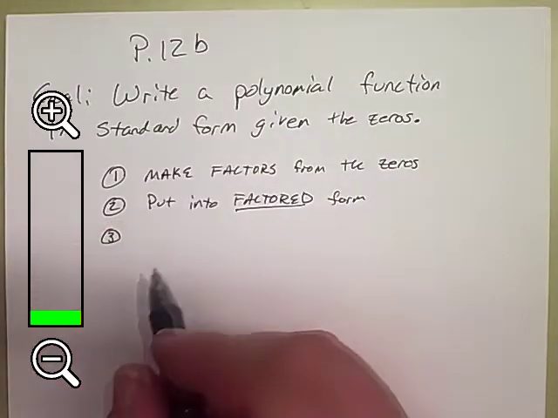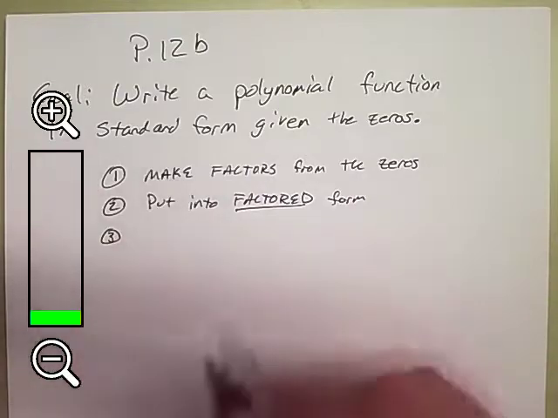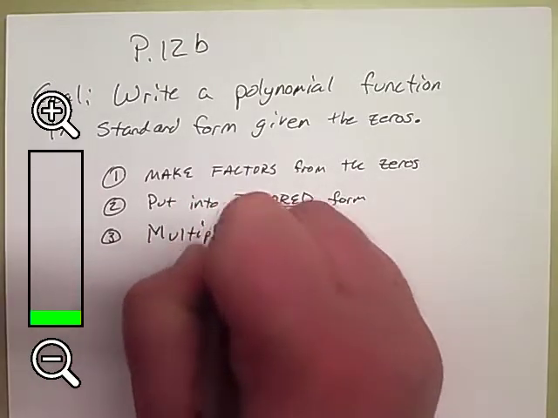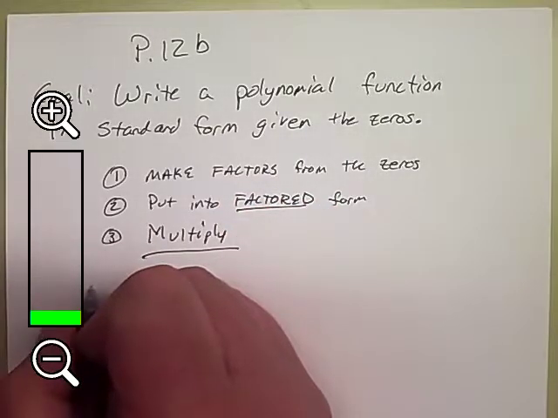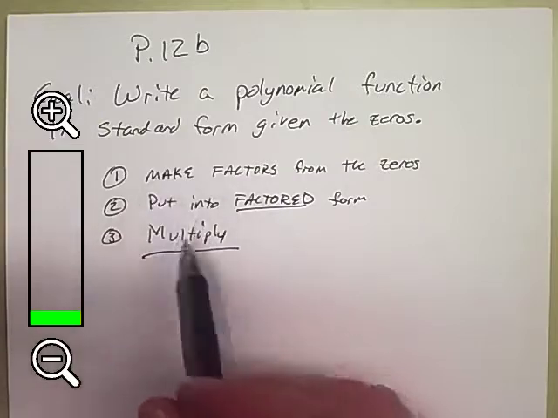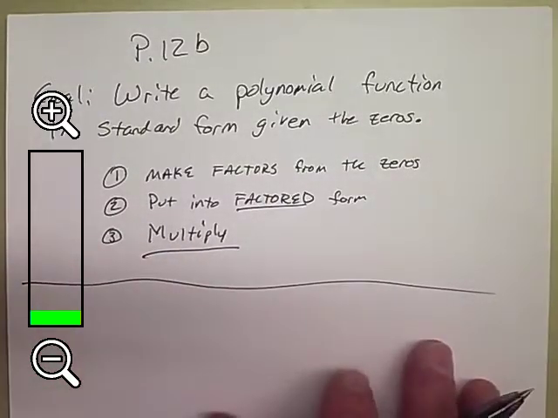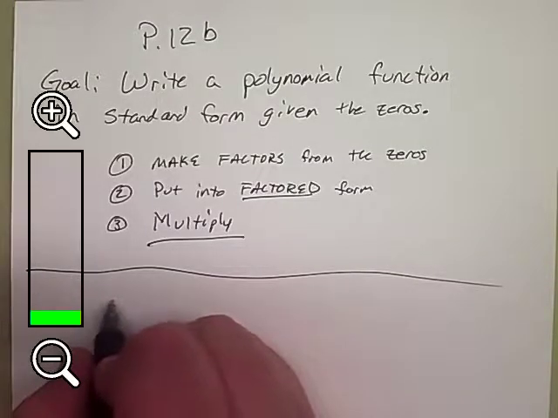Step 3. This is the hardest step. Easy to write, not hard to do, but of the bunch, this one's the tough one. Here, then we're going to multiply, and that's it. That's as far as we're going to have to take it. All right, so let's do a couple of example problems, and then we're going to see how this works out.